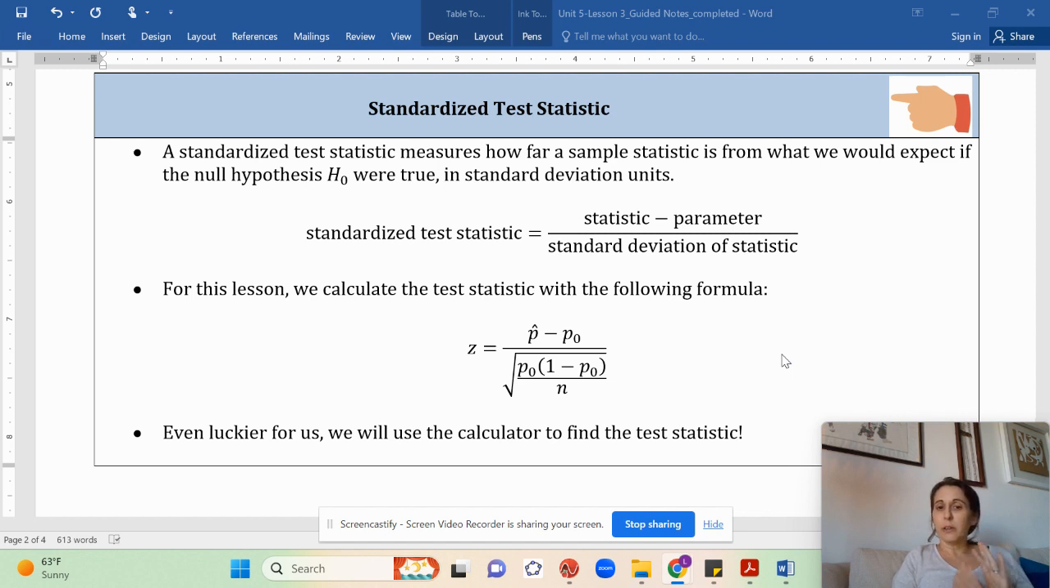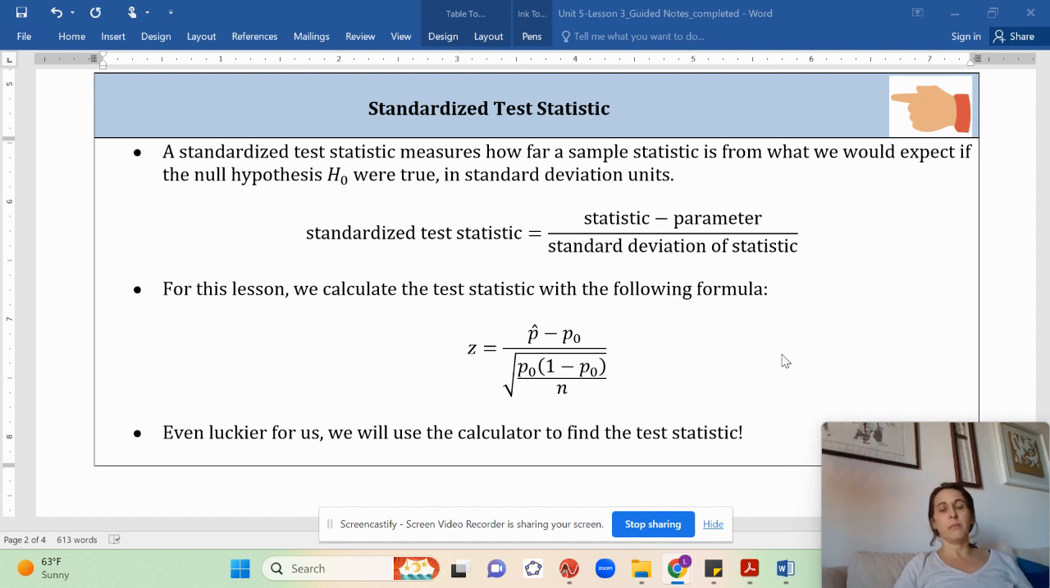Luckily for us, we are going to look at how to calculate this by hand, but for us, we will use the calculator, the graphing calculator usually, to calculate this for us. We will look at how to find this by hand again, just for understanding, but on assessments, I will expect you to be using the calculator to calculate this, which is much easier.